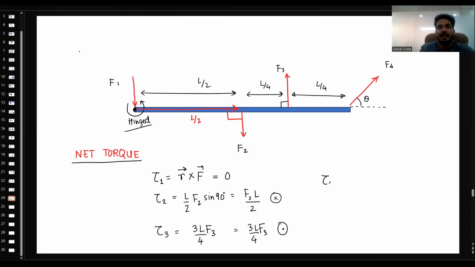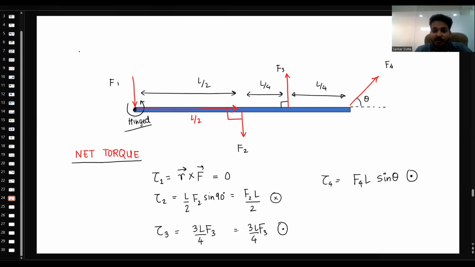What about torque 4, guys? Torque 4 will be F4 into L, but this time the angle between the vectors is theta, so you will have sine theta at the end. So F4 into L into sine theta. Now what is the direction of this? Again, it's going to be R cross F, outward.